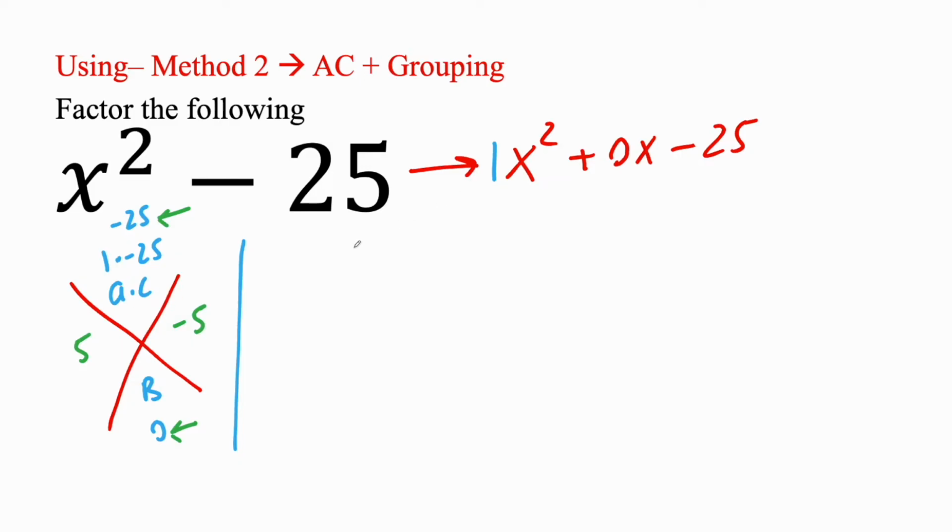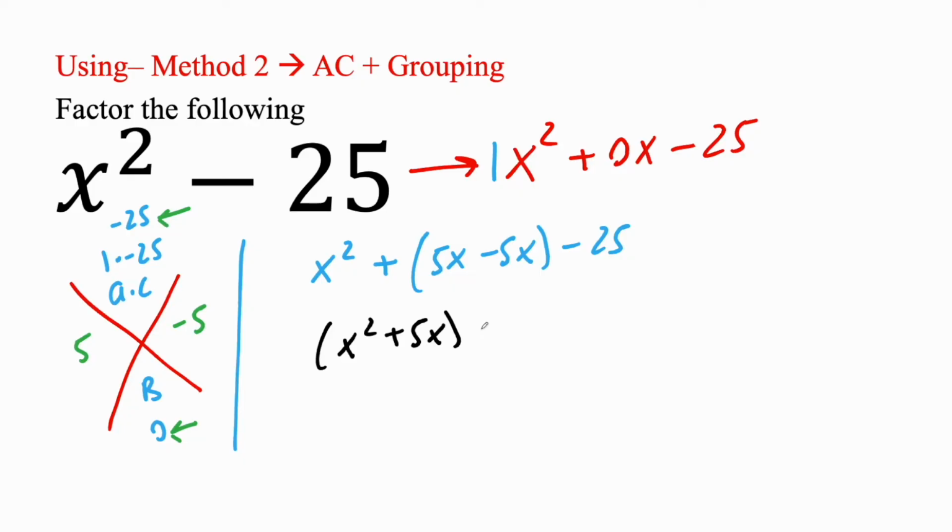So I'm going to keep my x squared plus, this time we're going to replace 0x with 5x minus 5x. So 5x minus 5x, which is the same thing as 0. Keep our negative 25. And now we're going to group the first two pieces and the last two pieces. So parentheses x squared plus 5x. Always in the middle put a plus sign to start off. Then do parentheses negative 5x, negative 25.